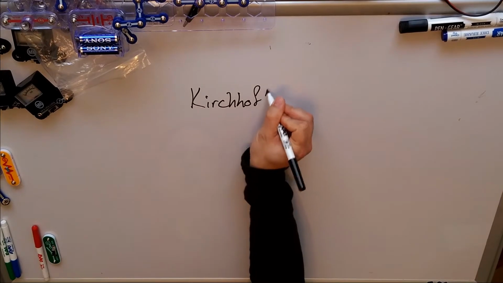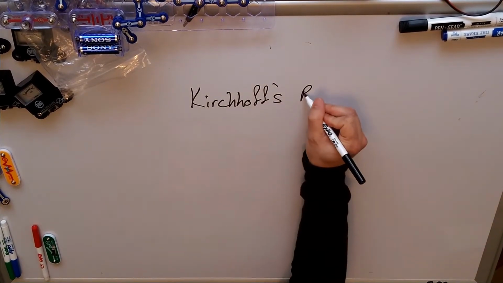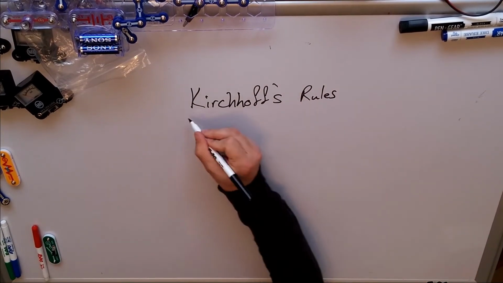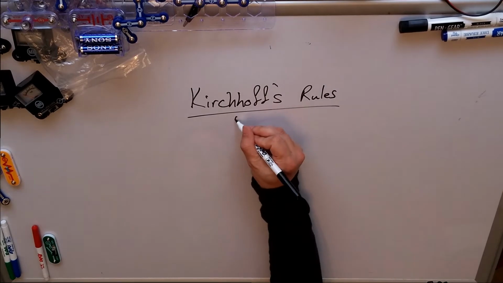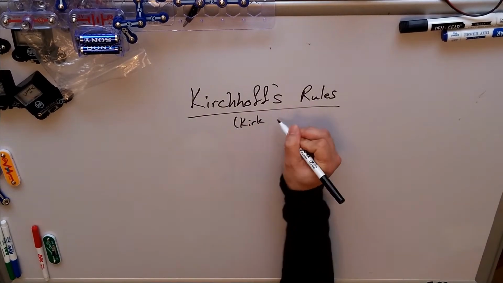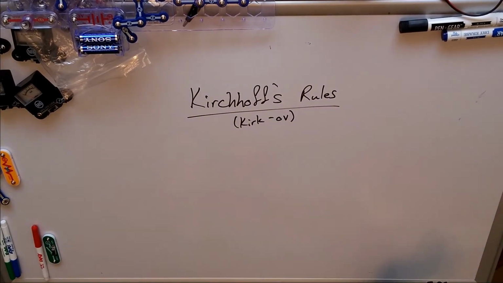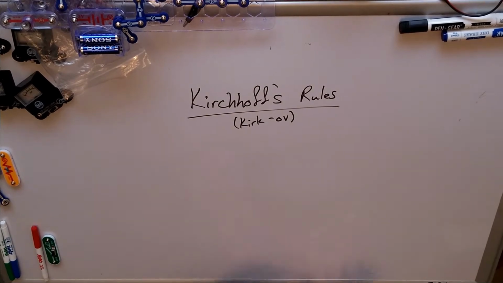They're called Kirchhoff's Rules. Now, hopefully I've spelled that correctly. I have a history of misspelling Kirchhoff. I think it's got 2 H's, but I could be wrong. Anyway, I do know that it's pronounced like this, like Kirk and then Ov. At least that's how I've always learned it. So please, if I'm butchering the name, then give me a little bit of latitude.